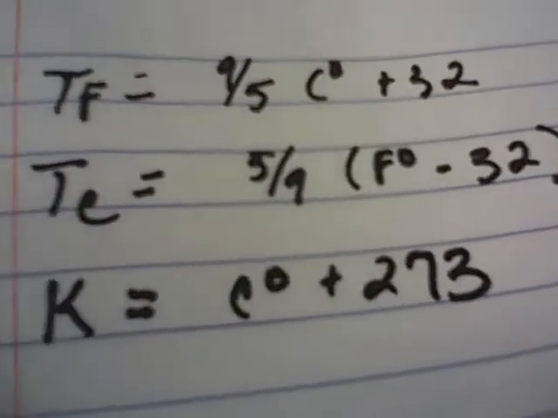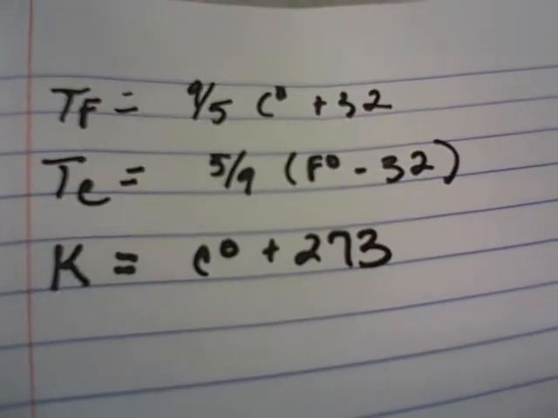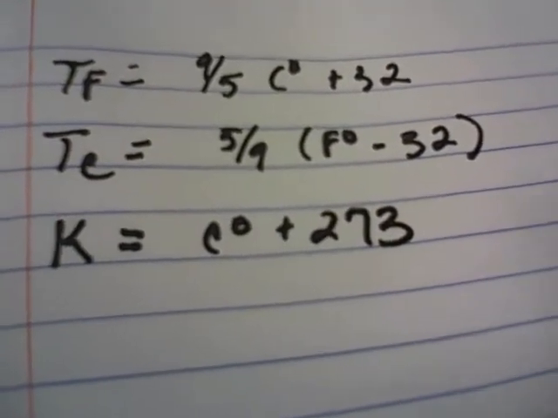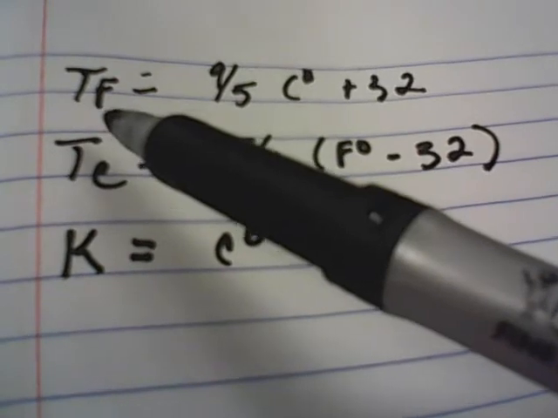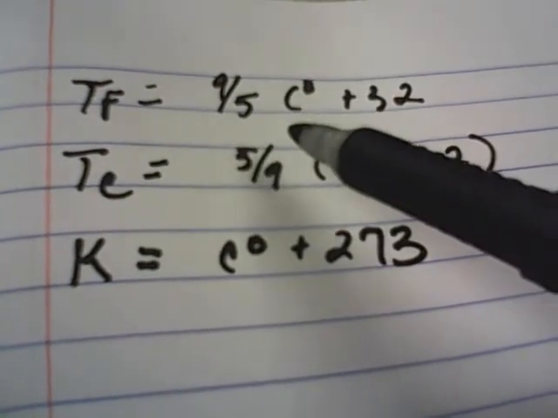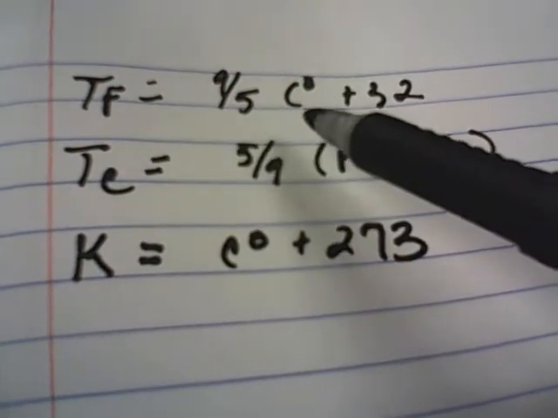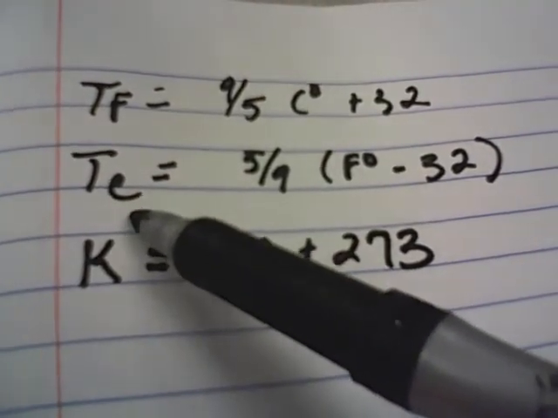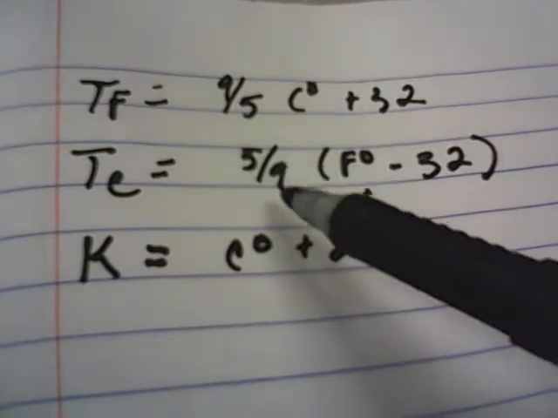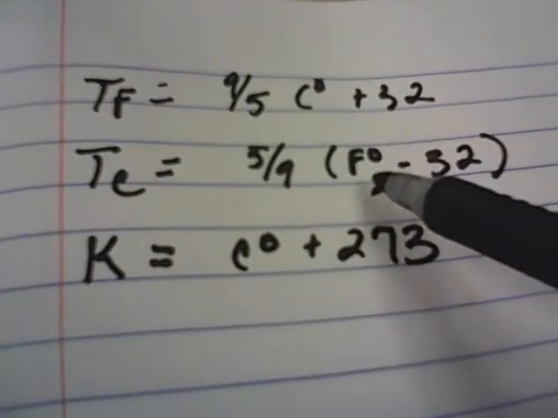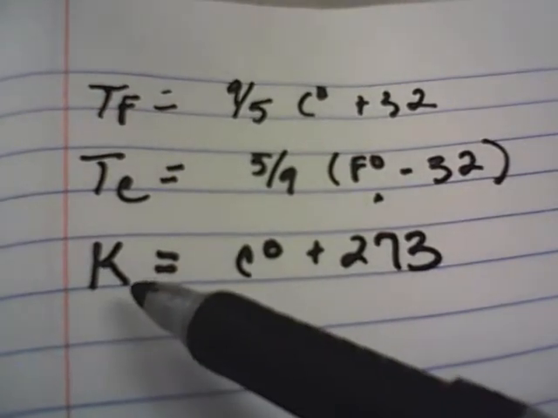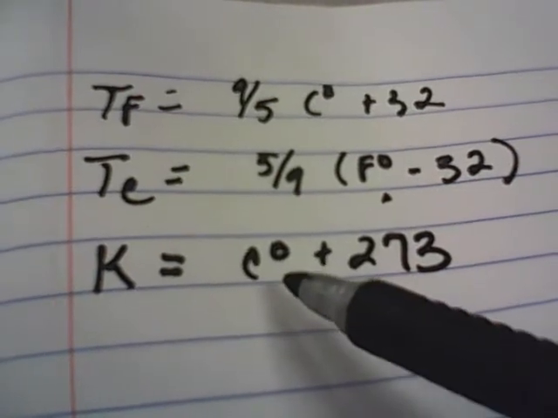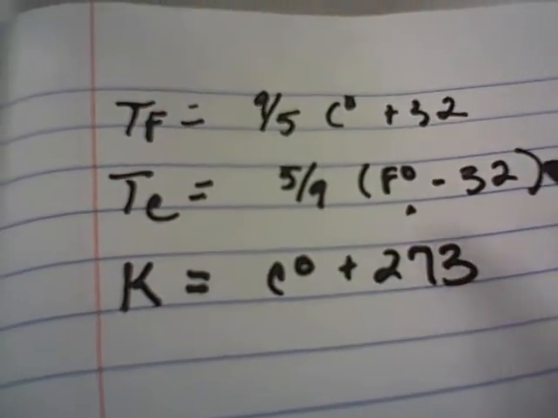So if I was to show it to you, this is what it would look like. You want to know your degrees Fahrenheit. If you're given degrees Celsius, it's 9/5 degrees Celsius plus 32. If you want to find degrees Celsius and you're given Fahrenheit, it's 5/9 times Fahrenheit minus 32. And if you want to find Kelvin, you have degrees Celsius plus 273.